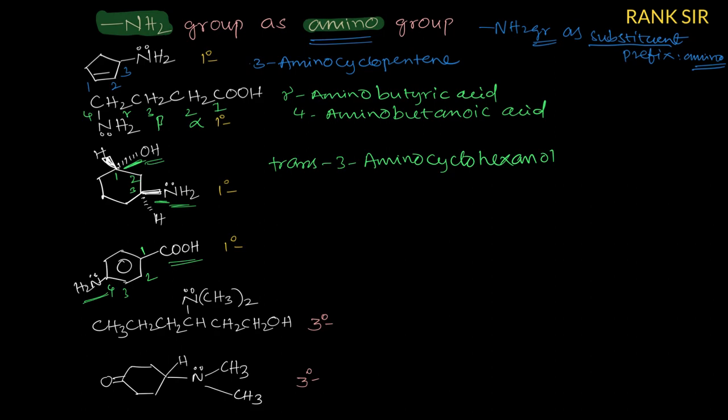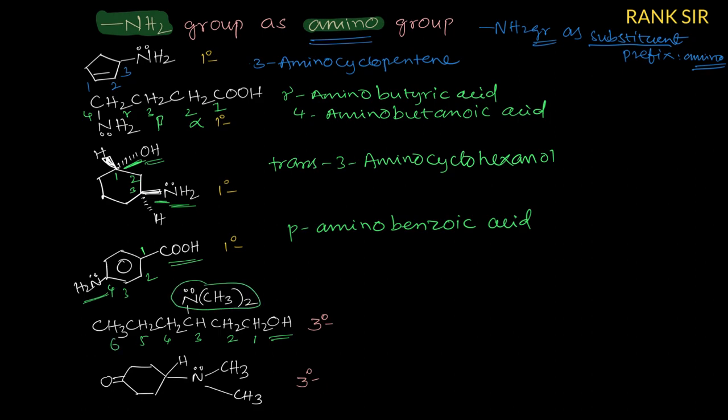Then we can say, with respect to positions 1 and 4, they are para positions, therefore para-aminobenzoic acid. Para-aminobenzoic acid. Next one. Coming to the next example, we have a hydroxy group and an amine group. Hydroxy is superior to the amine group. Therefore, 1, 2, 3, 4, 5, 6.